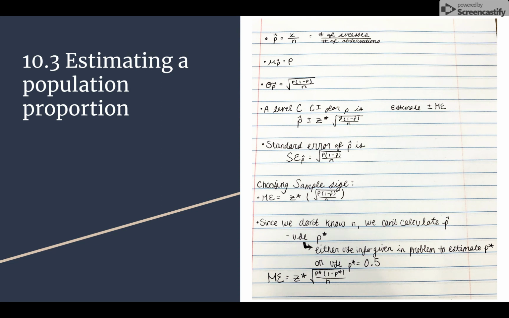Since we don't know n, we can't calculate p hat, so we use p star, which means either using info given in the problem to estimate p star, or using p star equals 0.5 as a baseline number. And the margin of error equals z star times the square root of p star times 1 minus p star over n. So all of these equations seem to have a common thread of p and 1 minus p, but it varies depending on which p you're trying to find.